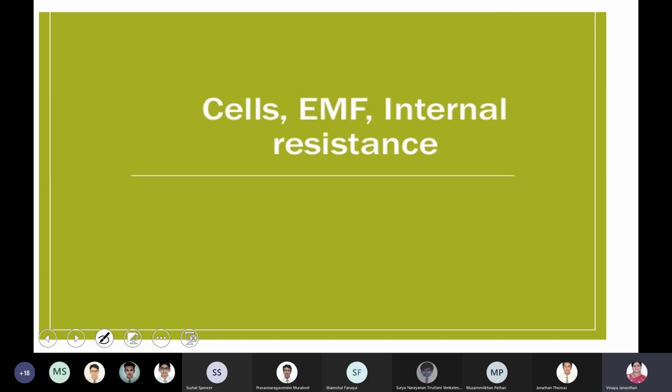Cells, subheading, cells. EMF means electromotive force, something that is motivating the electrons to move, which constitute the current. EMF is electromotive force, the force which motivates the electrons. Cells, EMF, internal resistance. One important concept which is often checked in your board papers: cells, EMF, internal resistance.